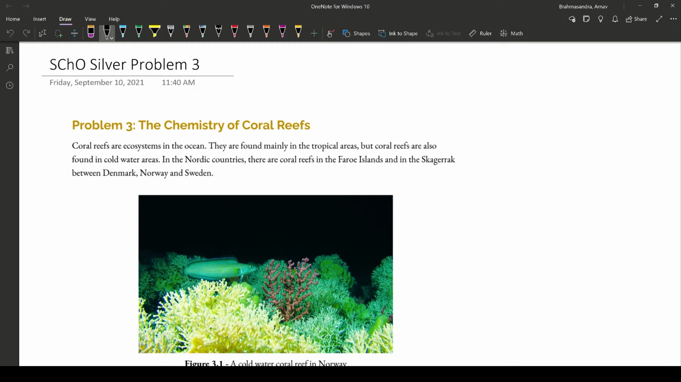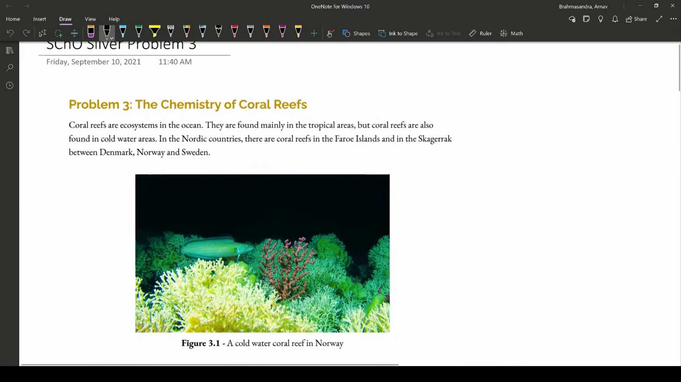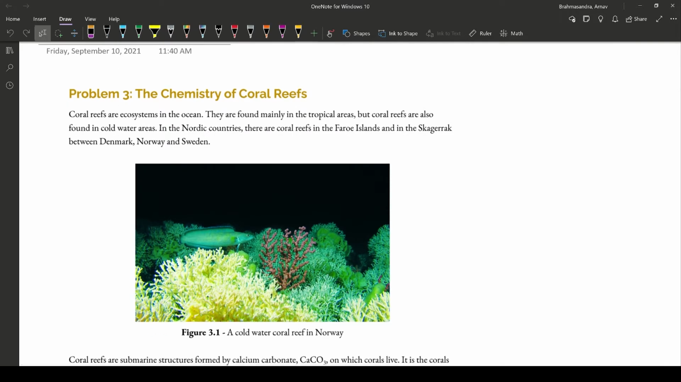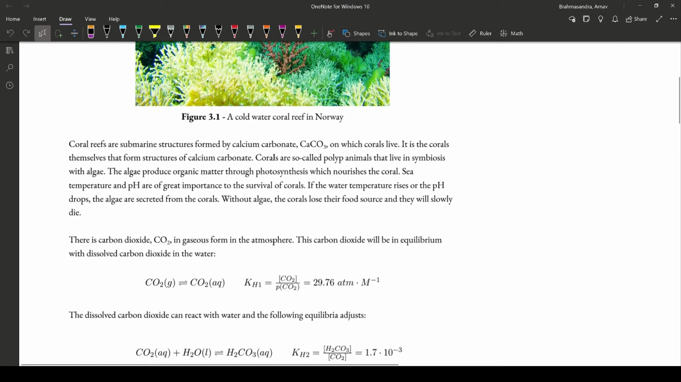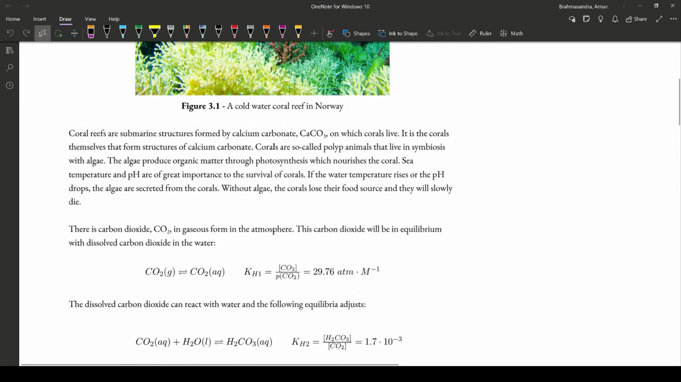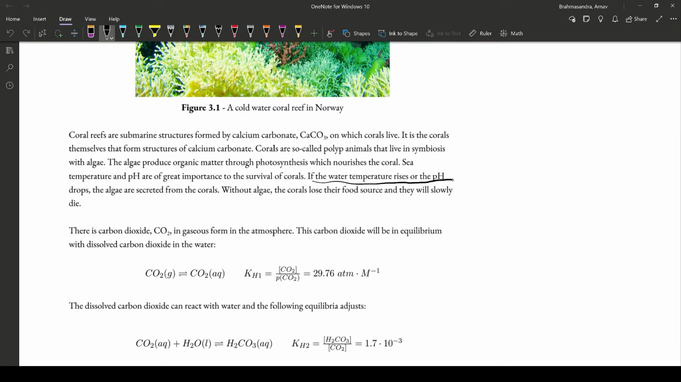As you can see, this is a question on the chemistry of coral reefs, and there's a lot of background information that this problem gives. There's a lot of writing, but it's actually not a super long problem. We're talking about coral reefs in the ocean and how different pH levels can hurt them. I'm not going to read all of this because it's pretty long. The important thing is that if the water temperature rises or the pH drops, the algae are secreted from the corals, and without algae, the corals lose their food source and slowly die.